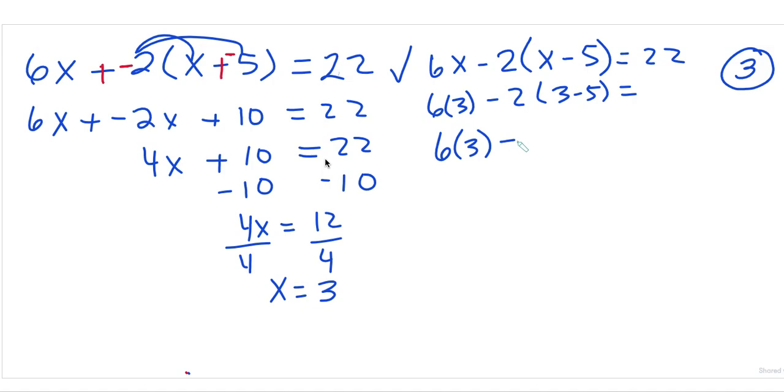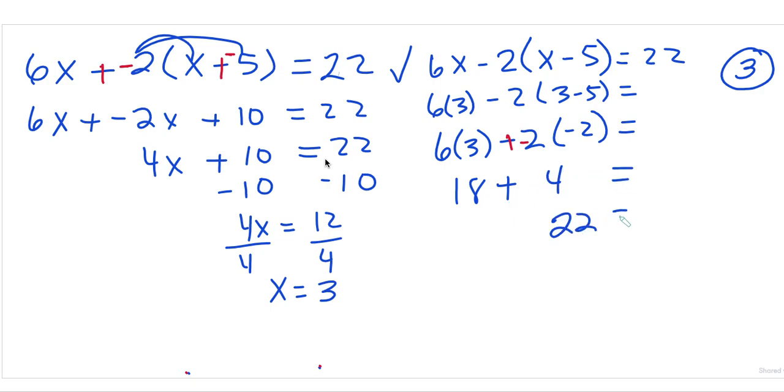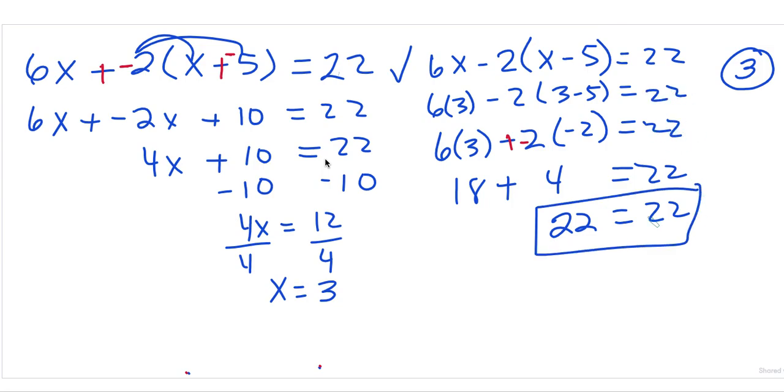So we have 2 times -2. We have 6 times 3 is 18. This is where we can now do keep, change, change. So plus 4 is going to equal 22, which is the same thing that we had on our right side. So we know that x is 3.